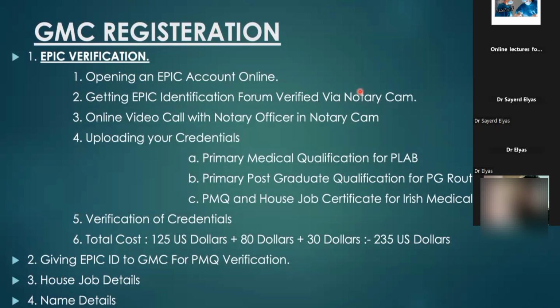Okay, all this process costs, the EPIC registration costs around $80 US, and each credential which you are going to verify, whether it's your degree or your house job, each credential is going to cost you $125 US. Okay, and $30 is for sending those credentials to the university and to the council. But nowadays it's all online process, so this $30 is not going to be deducted from you. The whole process might cost somewhere around $200 to $210 US.